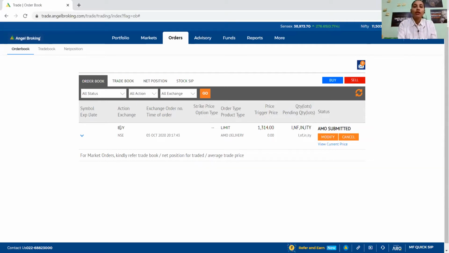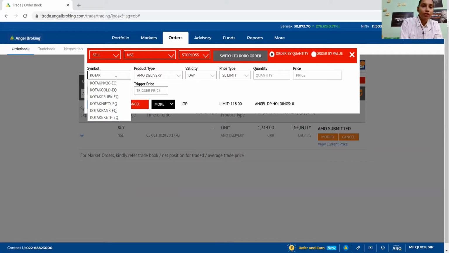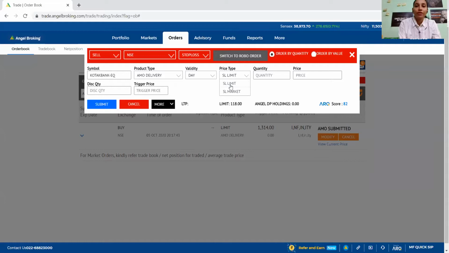Okay, so as this trade was on the buy side, and if this has been executed, then I will place another order, a sell. Sell the same stock. Here this time we will place a stop loss. The moment you place stop loss, there will be trigger price and limit price, both will come. Are you with me? And then again you will type the same symbol, Kotak Bank. This is the Kotak Bank day SL limit. So you will choose SL limit over here, because you don't want to do it on the market.